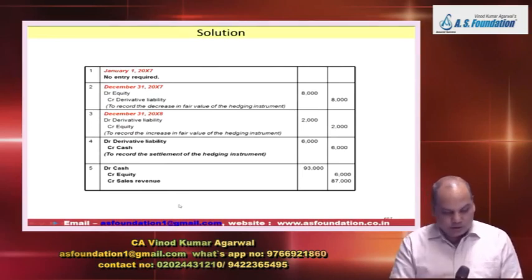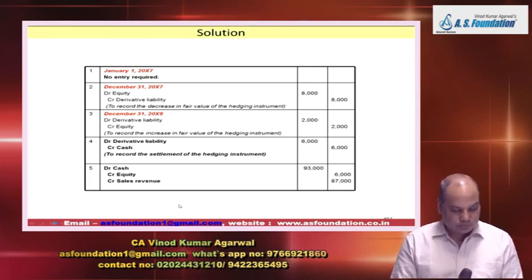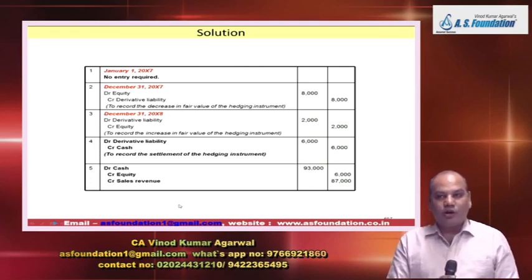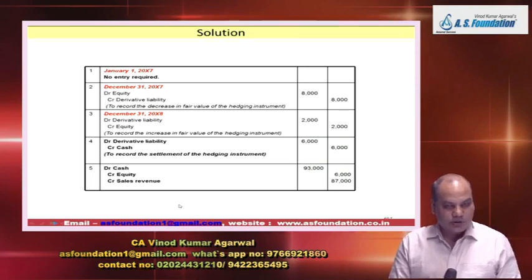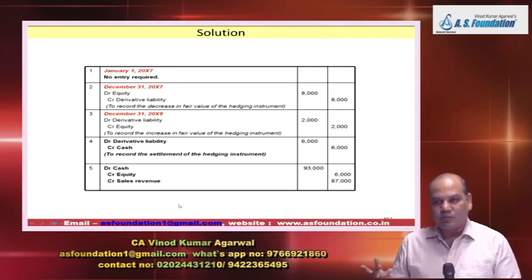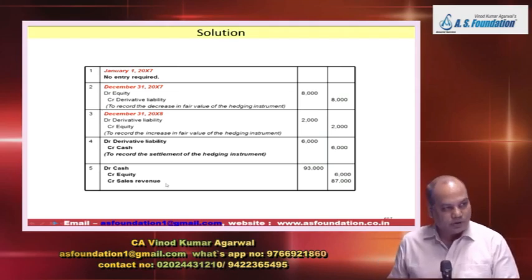And the cumulative balance in the hedging instrument is recognized in the P&L account when the sale occurs. In some books they have passed two entries, but the effect is the same. You can write cash to sales revenue, and the second entry, sales revenue to equity.